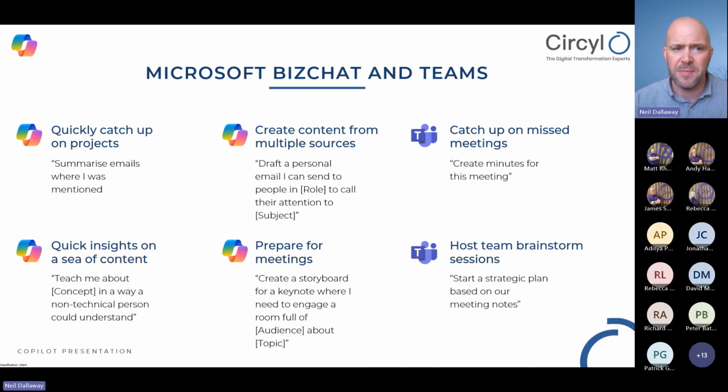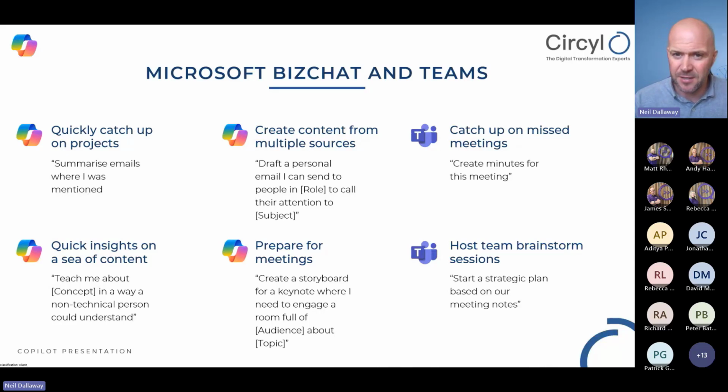So summarize emails where I was mentioned. That will give you a quick summary of any email you've been mentioned on, for instance, in the last week where you've got an action. Create content from multiple sources. So by bringing in different documents, you could create particular content. So let me write an email about this person based on this subject, and it will write that email for you, and then all you've got to do is tweak it.